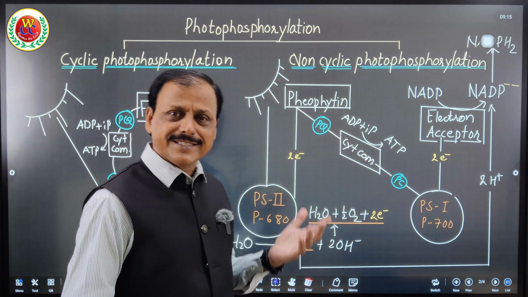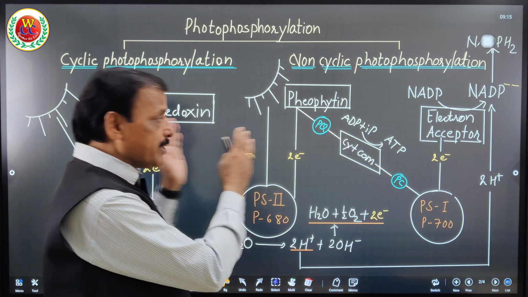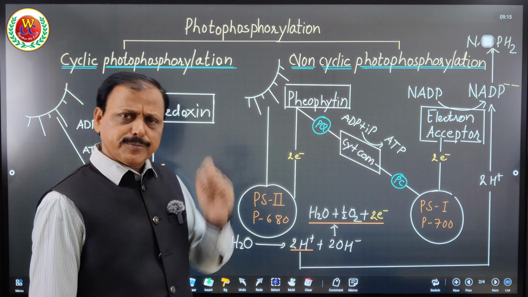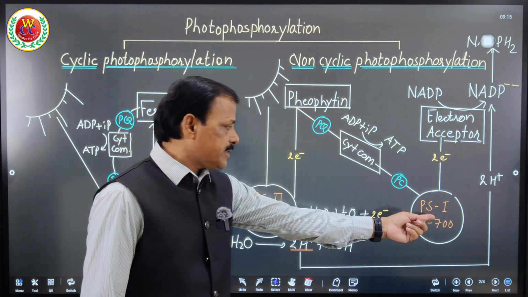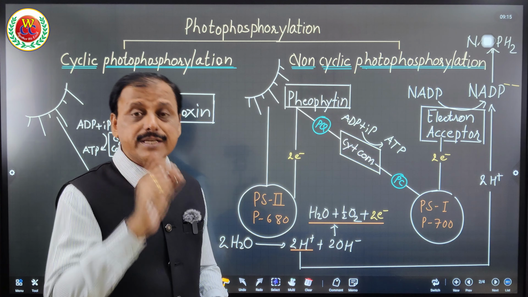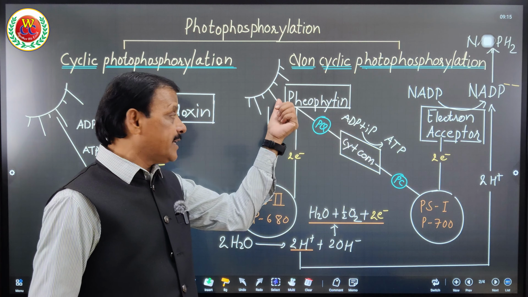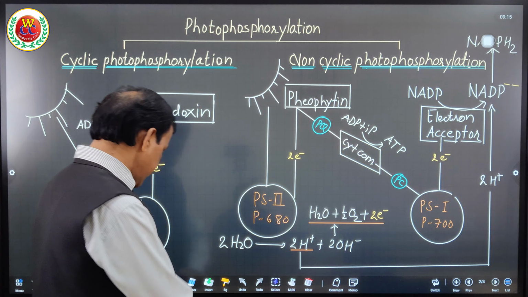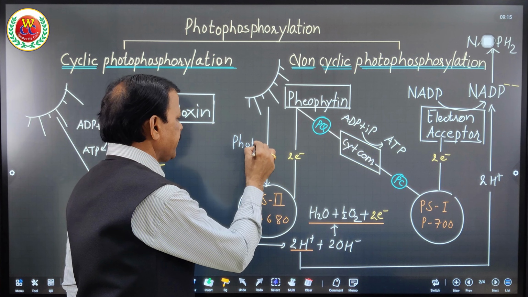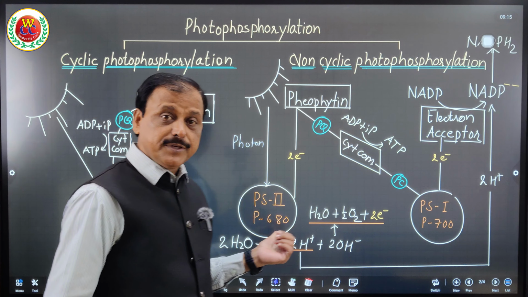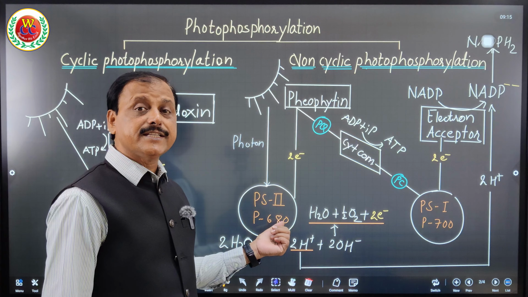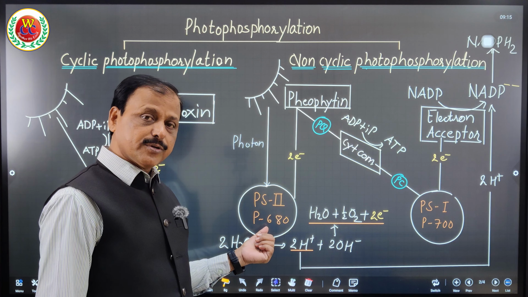What is the difference? It's very interesting. When we learn these two together, it gives a very correct understanding. Now, in non-cyclic photophosphorylation, pigment systems PS1 and PS2 both are involved, but the first step in non-cyclic photophosphorylation is that light energy is absorbed in the form of photon by PS2, P680, that is, light energy is absorbed at the wavelength of 680 nanometer. Therefore it is called P680.